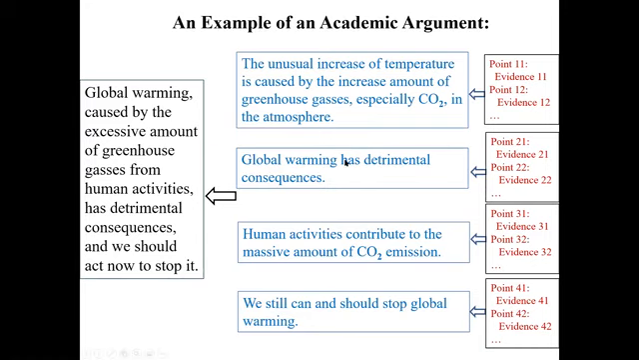An example, if you have read this book, is Al Gore's An Inconvenient Truth. It has an argument: global warming caused by an excessive amount of greenhouse gases from human activities has detrimental consequences, and we should act now to stop it. So this is the argument, and then it can be broken down into sub-arguments 1, 2, 3, 4. First, the unusual increase of temperature is caused by the increased amount of greenhouse gases, especially carbon dioxide, in the atmosphere. Second, global warming has detrimental consequences. Third, human activities contribute to the massive amount of carbon dioxide emission. And the last one, we still can and should stop global warming. And for each one you have points to elaborate. So this is the structure of a book.